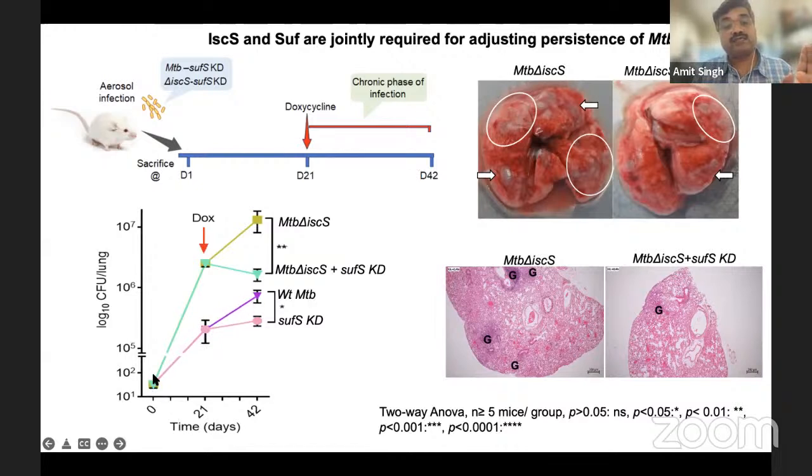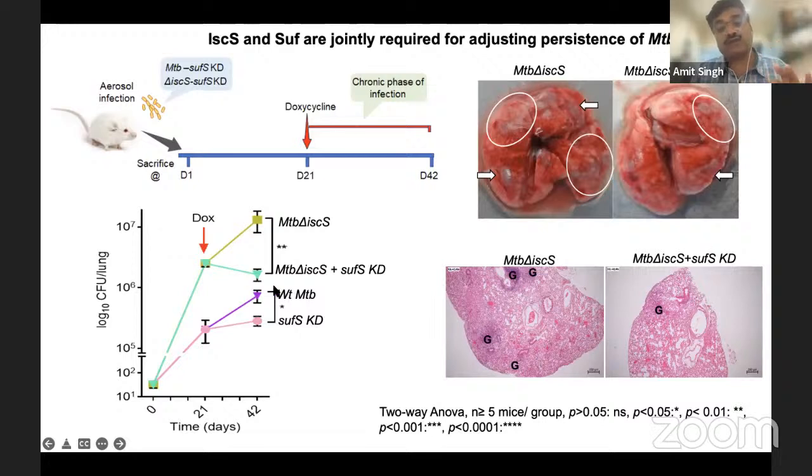This is wild type MTB, this purple line. And then you see this line of the ICS mutant, which shows very nice hypervirulence at 21 days and 42 days. Now, after 21 days of infection, if you put doxycycline to reduce the expression of the SUF system in the ICS mutant, you see this hypervirulence is almost lost. It reaches the level of wild type MTB. SufS knockdown, as we know, the SUF system is attenuated. If you do only sufS knockdown, it is attenuated. But the hypervirulence of ICS comes back to the normal wild type intermediate levels if you knock down sufS.